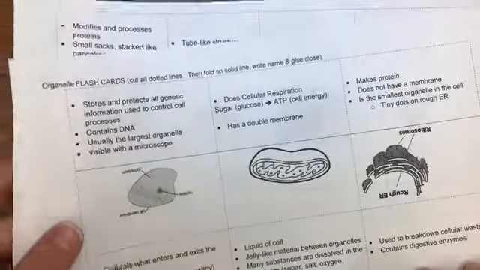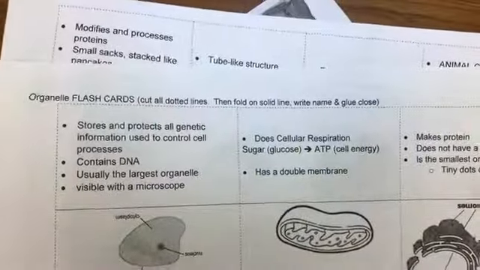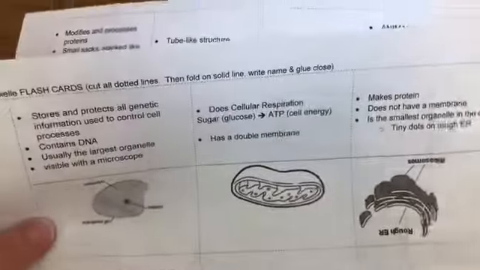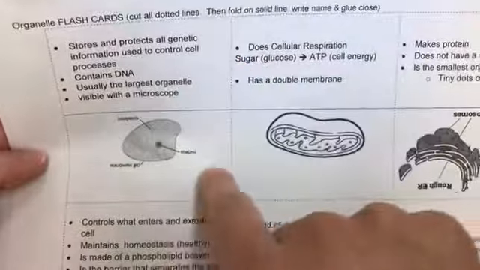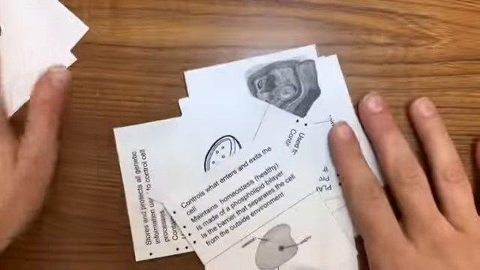Here, if you need extra help, I have created flashcards for the topic of organelles. There's 2 pages to it. First, cut off the border, and then cut dotted lines only. When you do that, you'll end up with the cards with these.